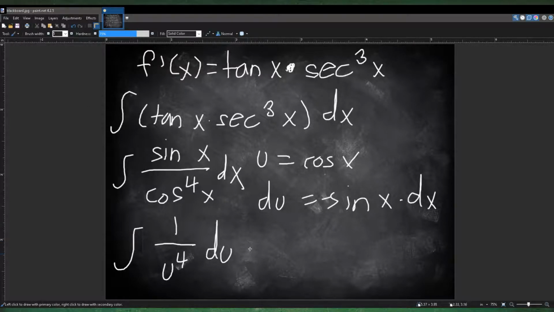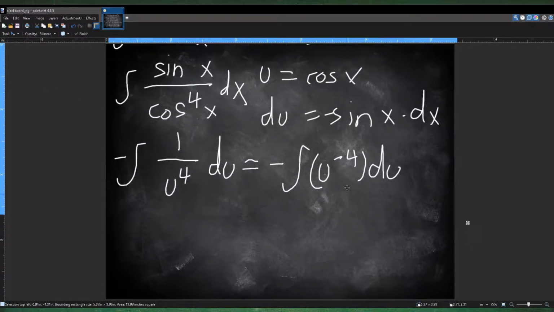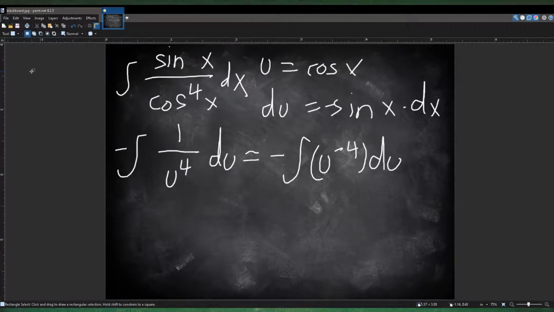We have put a negative here. So now all we have to do is substitute. We have u to the 4th in the denominator, so that would be the same thing as saying the negative integral of u to the power of negative 4 du. From here, I move this up so we can actually do some of the math.